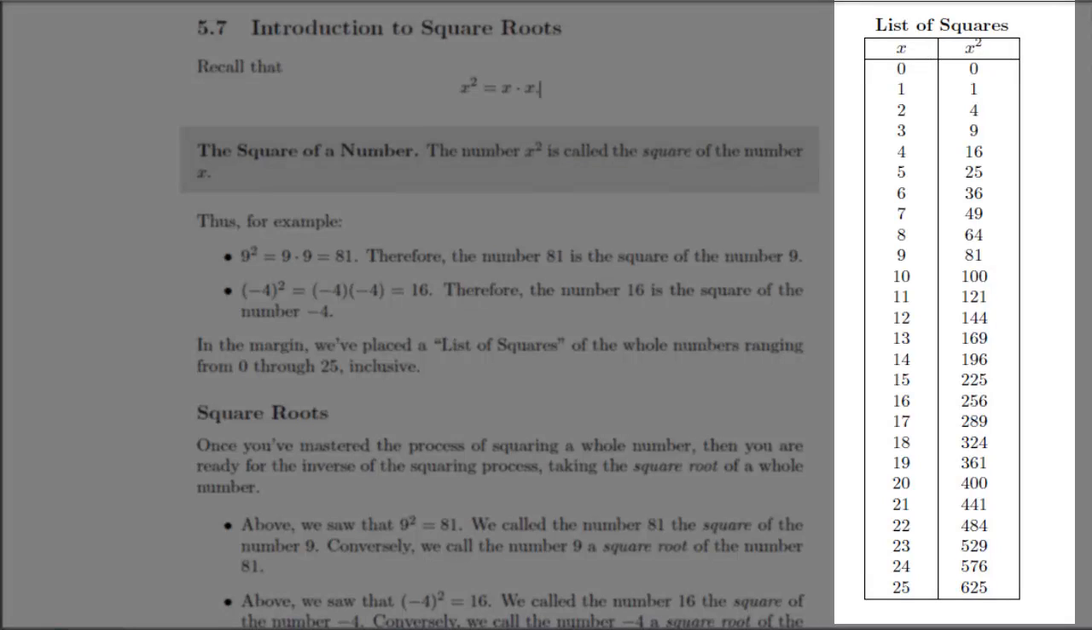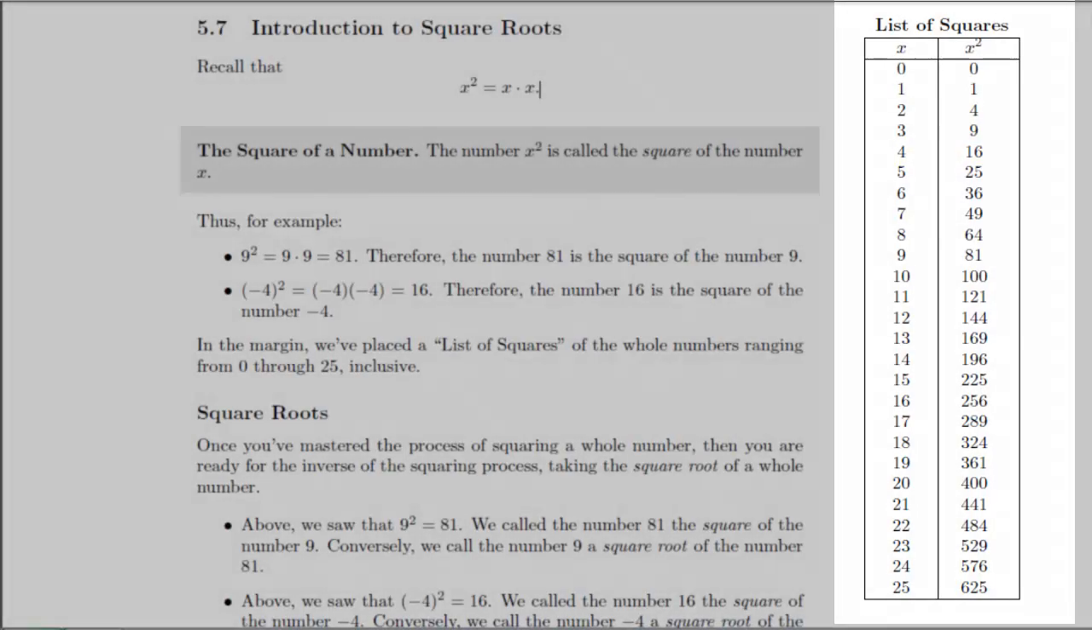In the margin, we place a list of squares of the whole numbers ranging from 0 through 25, inclusive. So, on the left, we have some x values, and on the right are those values squared. So, 2 squared is 4, 3 squared is 9, 4 squared is 16, and so on.